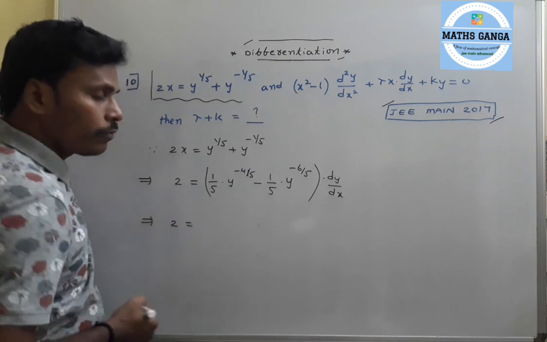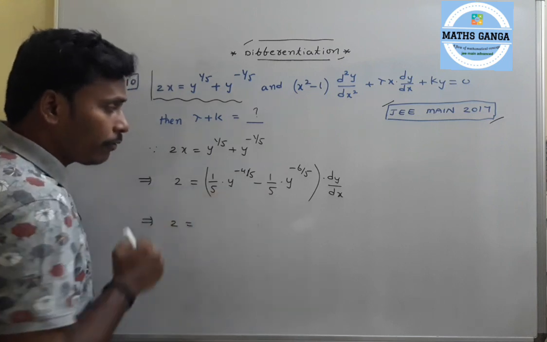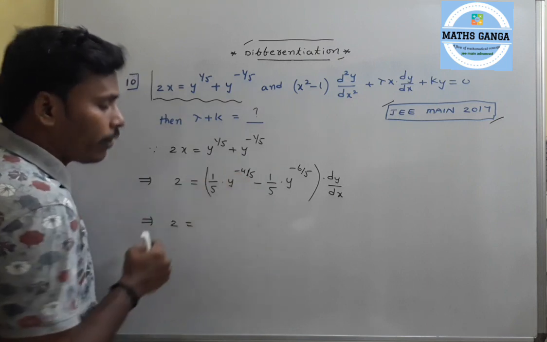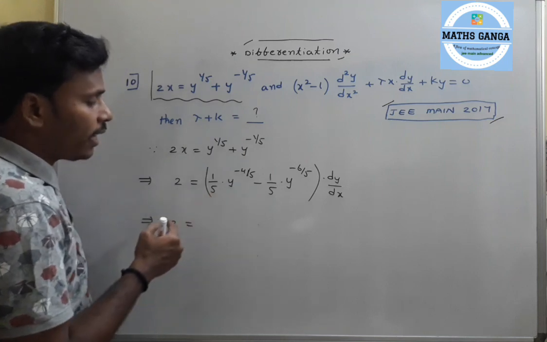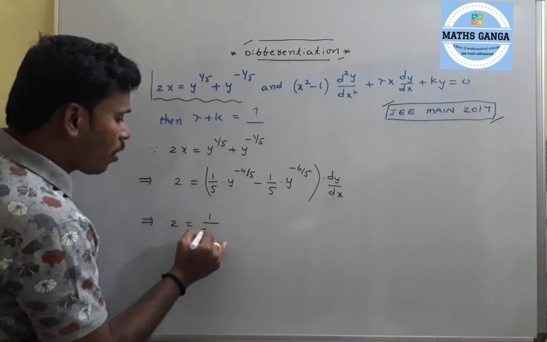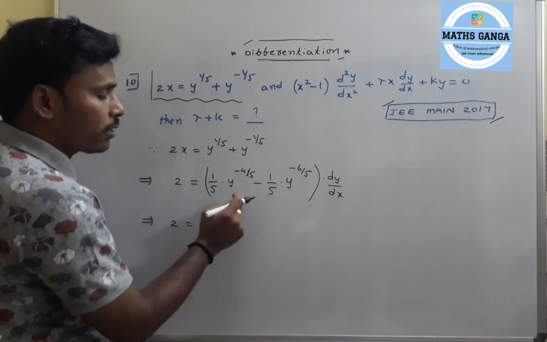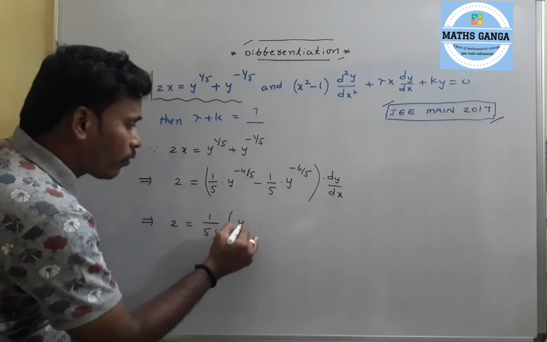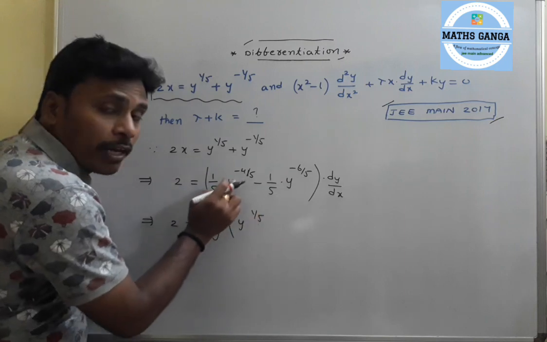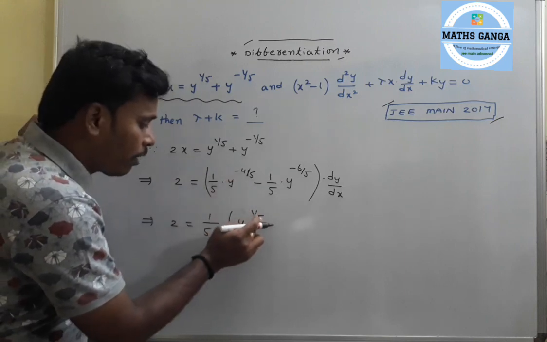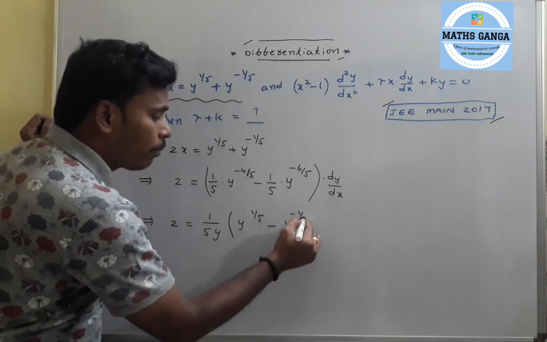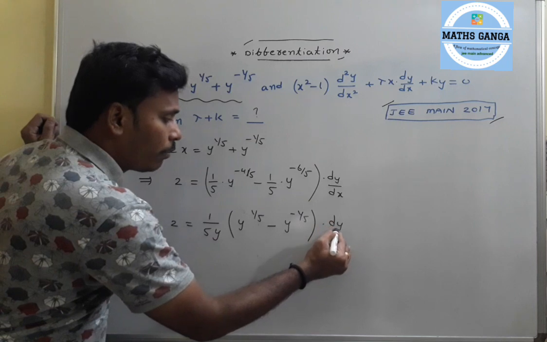Now, that implies 2 is equal to, you just collect 1 by 5 and then see, this is y power minus 4 by 5. I am going to write this as y power 1 by 5 just as given in the problem. So I am just collecting 1 by 5y common from these two parts. So now this becomes y power minus 1 by 5. No, just 1 by 5, right? Y power minus 4 by 5 is y power 1 by 5 by y, minus y power minus 1 by 5 into dy by dx.